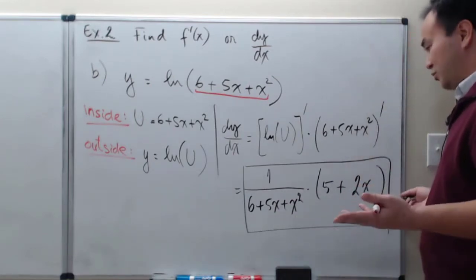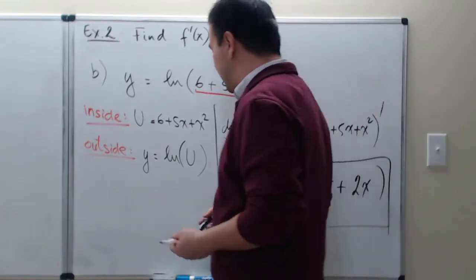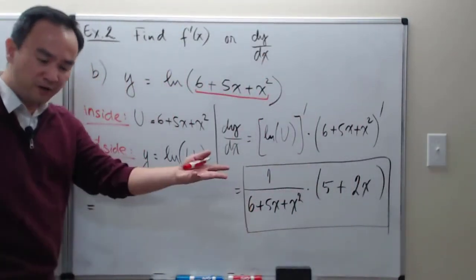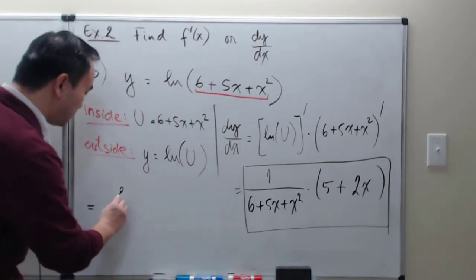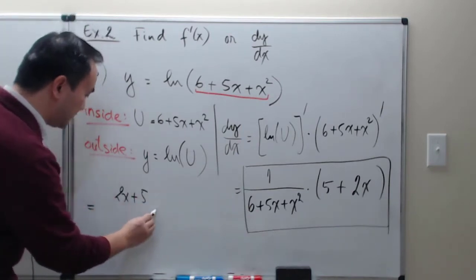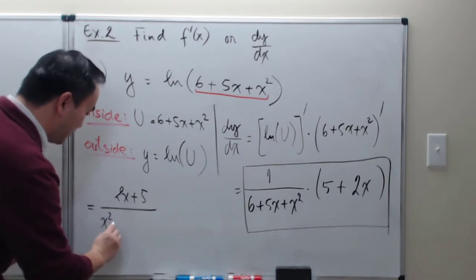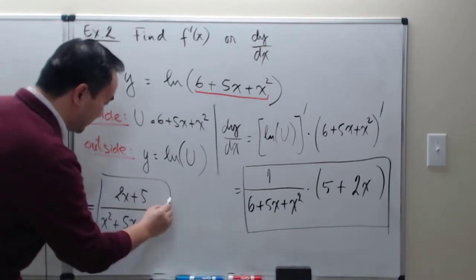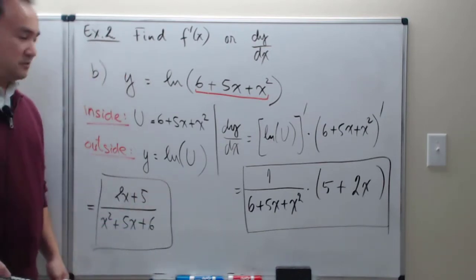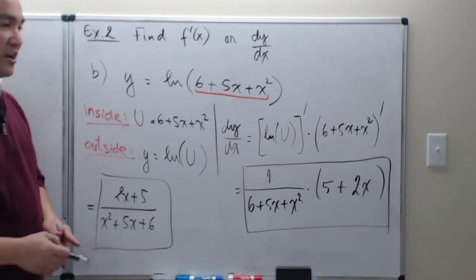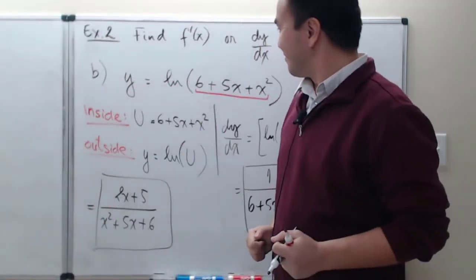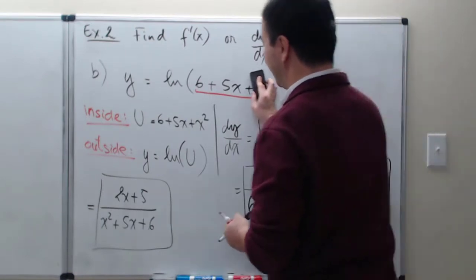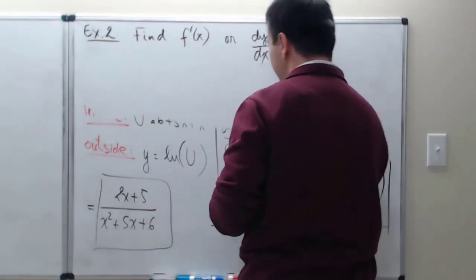And once again, watch out, in case your instructor is requiring you to put your final answer of the derivative in one fraction. And here we go, 2x plus 5 divided by x squared plus 5x plus 6. Okay, and that's how we have found our derivative for this particular function. And now I am going to erase this, and let's make space for another example.